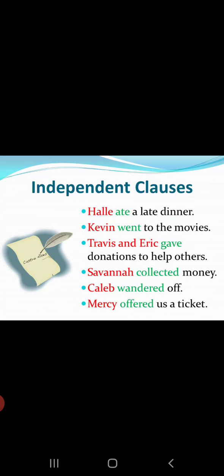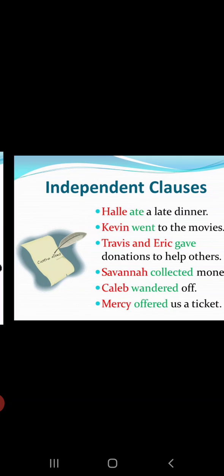Have a look at the examples of independent clause, that is main clause, so things will be more clear to you. Halle ate a late dinner. Kevin went to the movies. Travis and Eric gave donations to help others. So all these are the examples of independent clause.